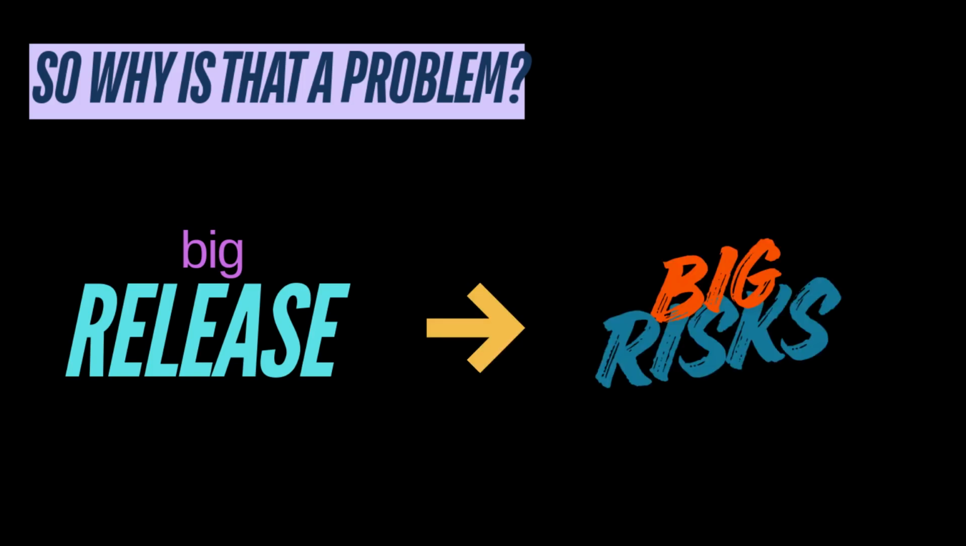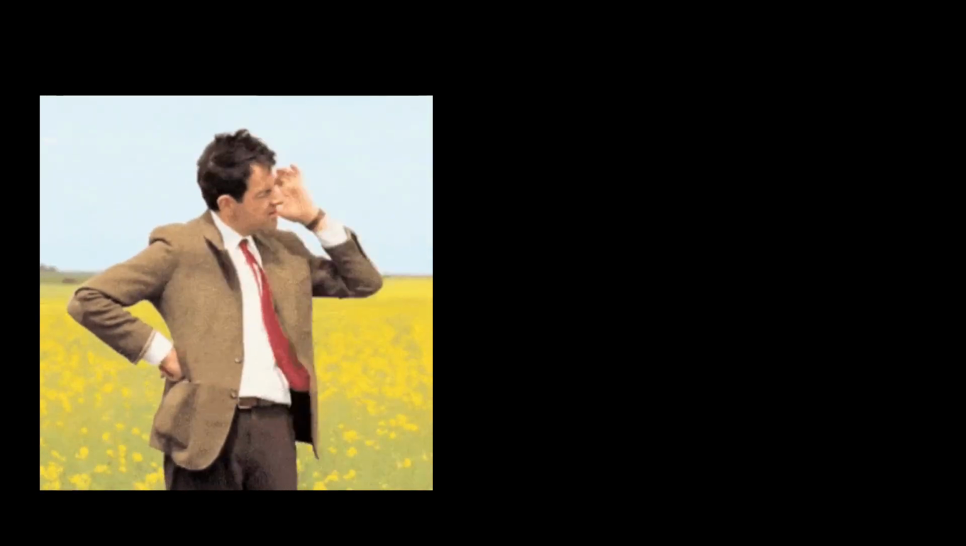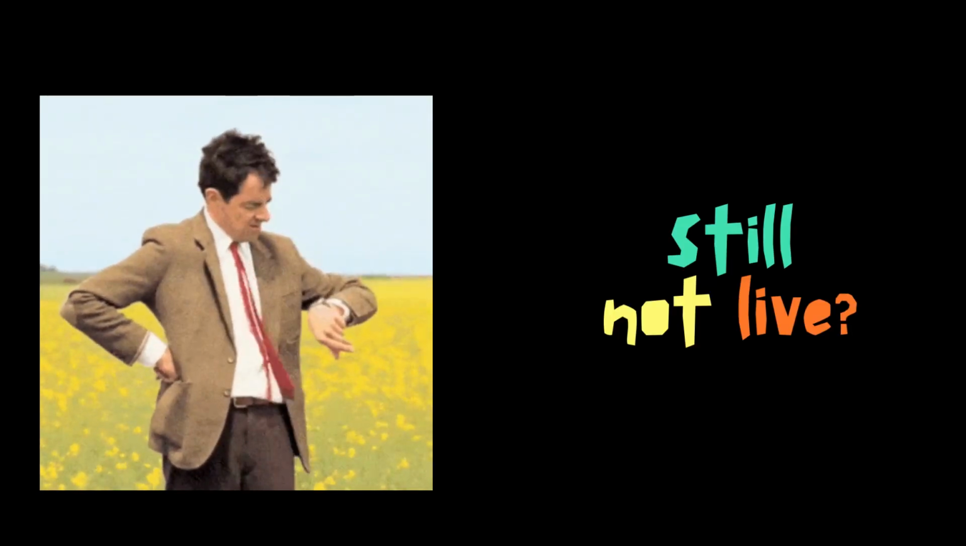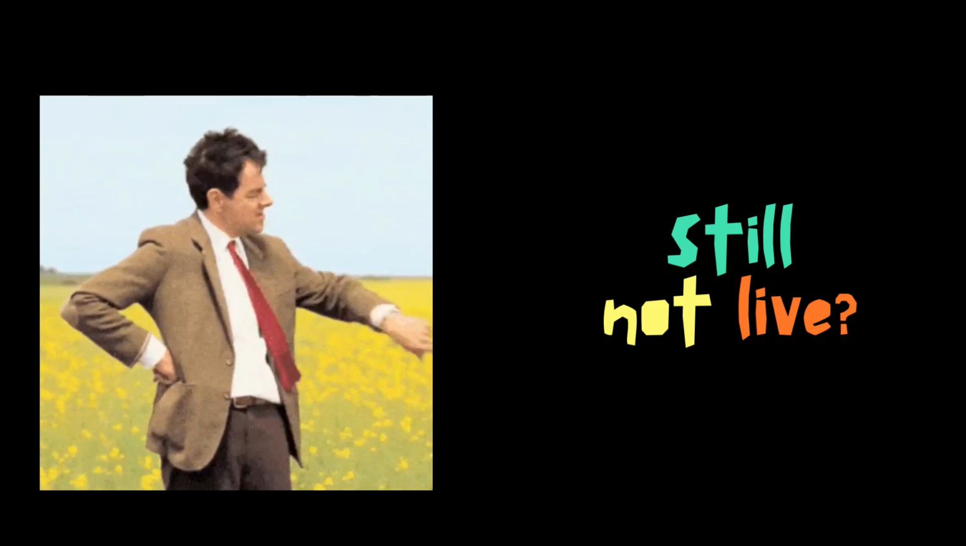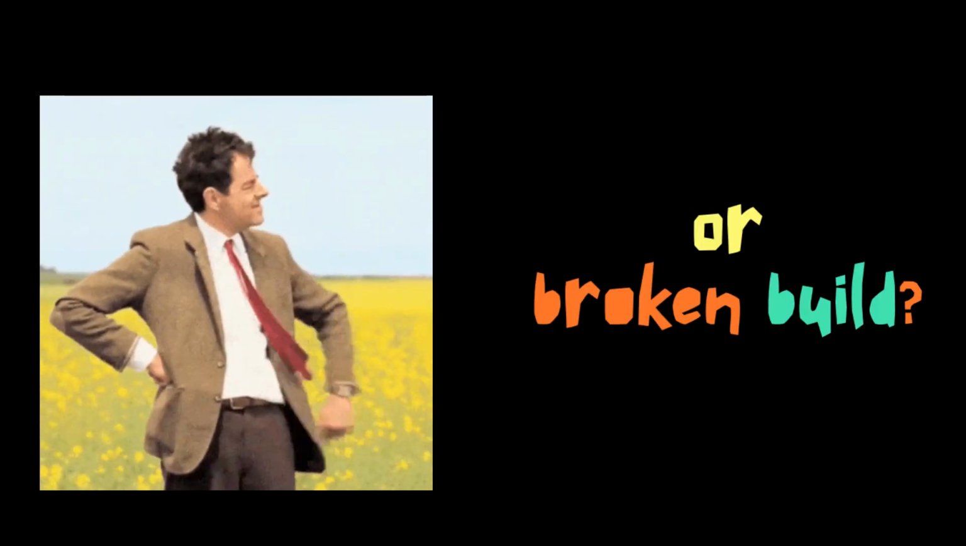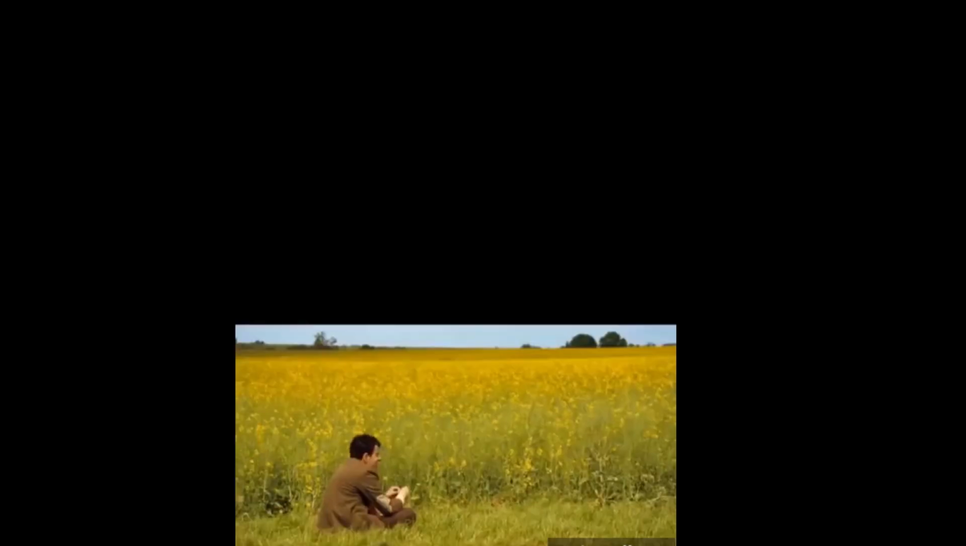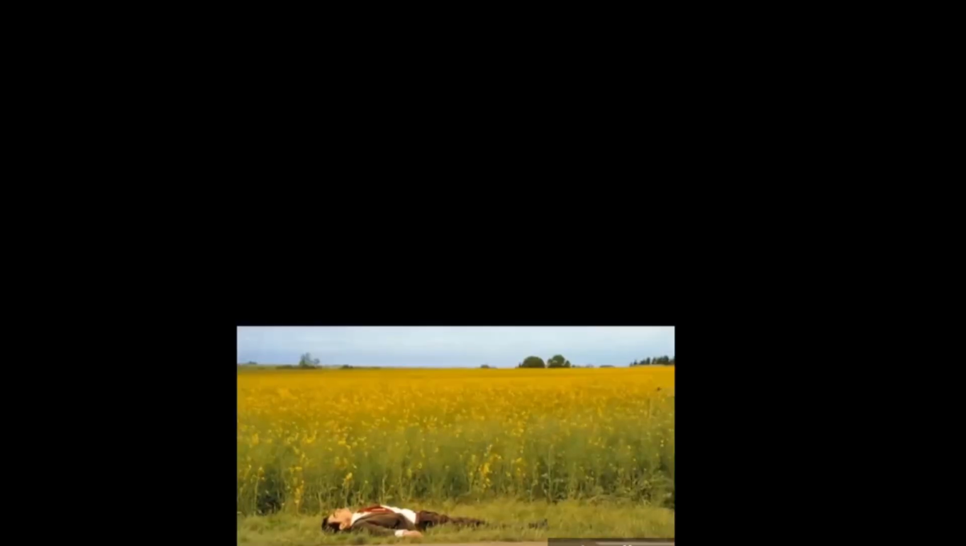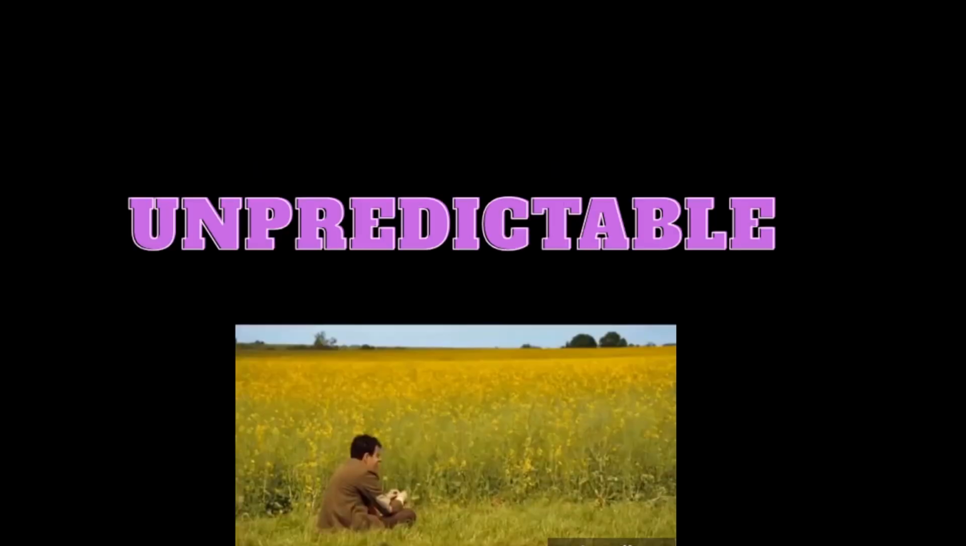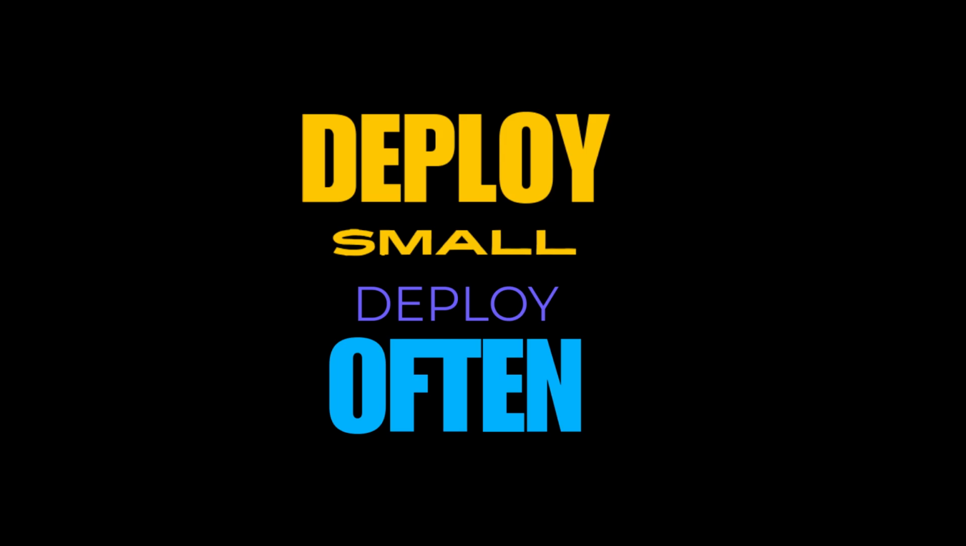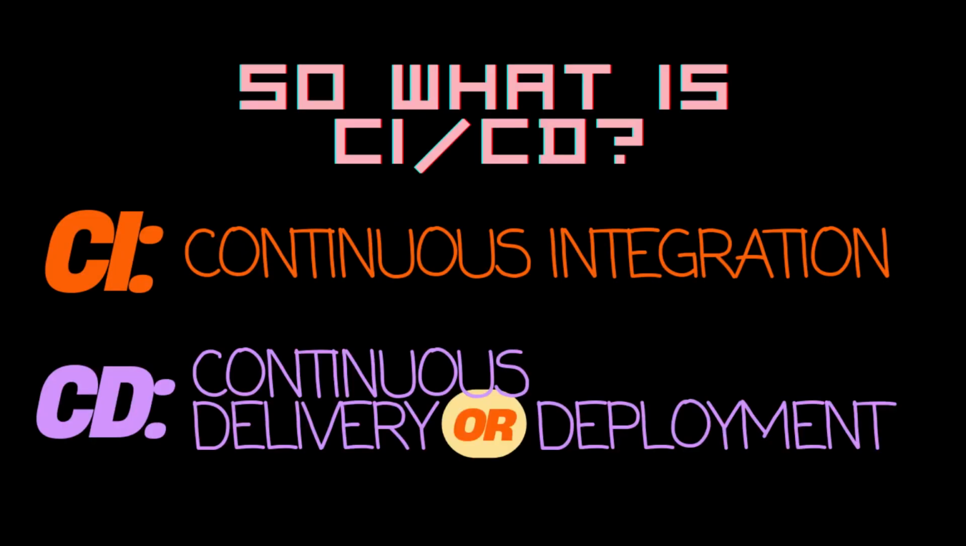Meanwhile, stakeholders were waiting for weeks on end. Features that were promised still were not live. And when they finally did ship, something would break, or the product was already a step behind the competition. Without a CI/CD pipeline, life is slow, stressful, and unpredictable. The fix? Deploy small, deploy often. So what exactly is CI/CD? CI/CD stands for Continuous Integration and Continuous Delivery, or sometimes Continuous Deployment. So let's break those apart, because people mix them up all the time.